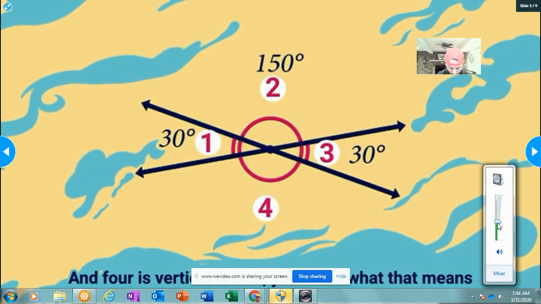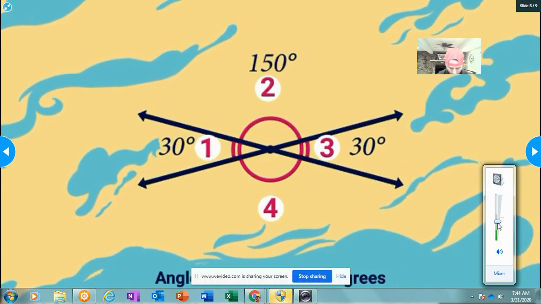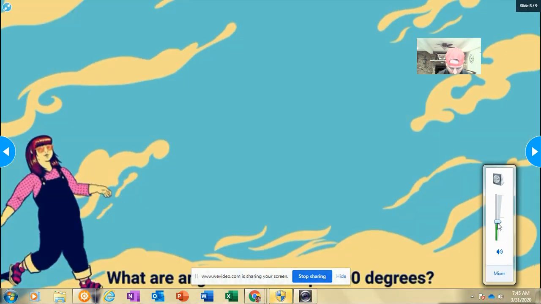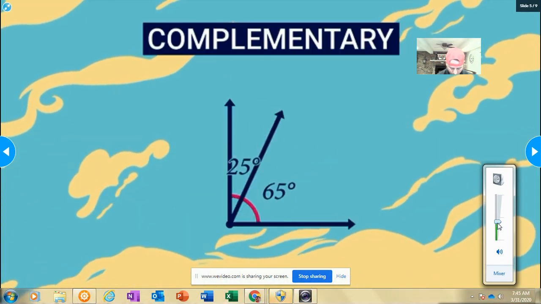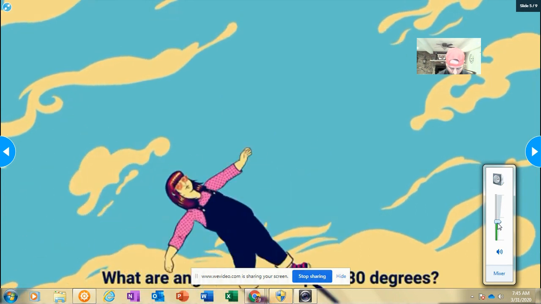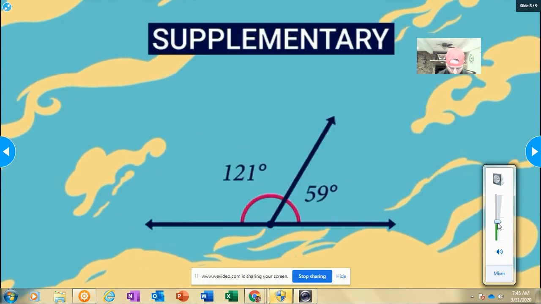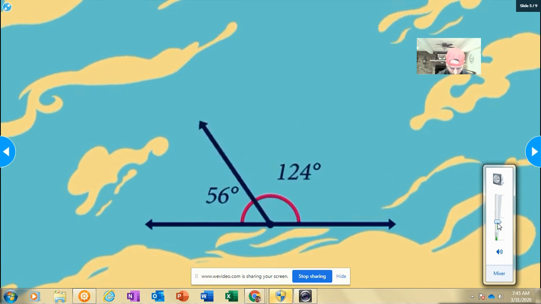What are angles that add up to 90 degrees? Complementary. What are angles that add up to 180 degrees? Supplementary. Yeah, y'all. And now you know about the relationships of angles.